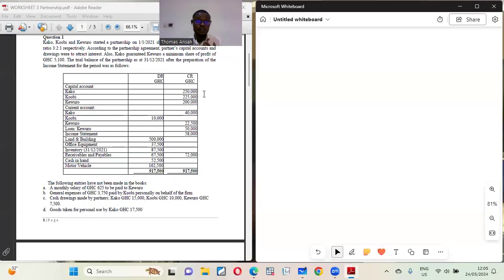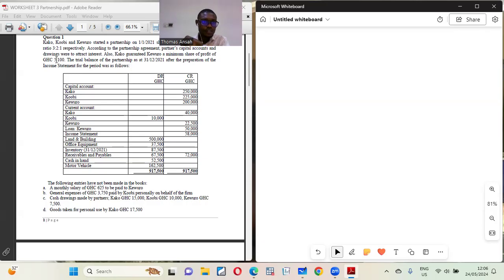All right, so we have our first tutorial set question 1, and we're going to do that. So this one says that Kako, Kobe, Kero started partnership on January 1, 2021, sharing profit and loss in the ratio of 3:2:1. Now, it says that according to the partnership agreement, this means that there is a partnership agreement.